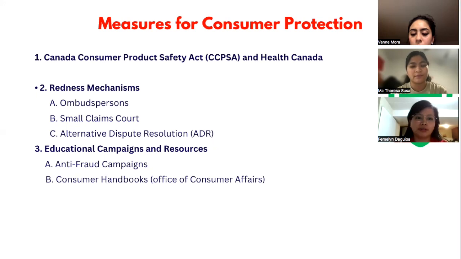The first one is the Canada Consumer Product Safety Act, or CCPSA, a law that ensures products sold in Canada are safe for consumers. It also prevents dangerous or defective products from being sold in the market. For example, if a child's toy is found to have small parts that could be a choking hazard for children, it will be removed automatically from the store shelves under this law.